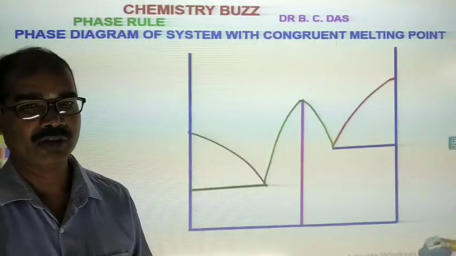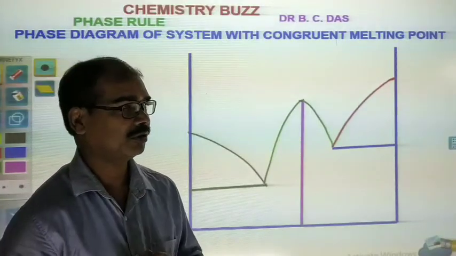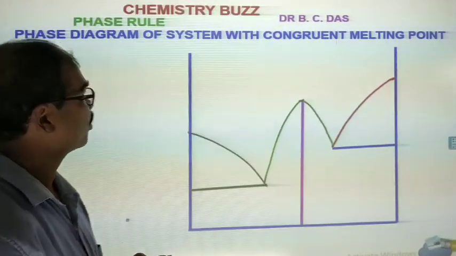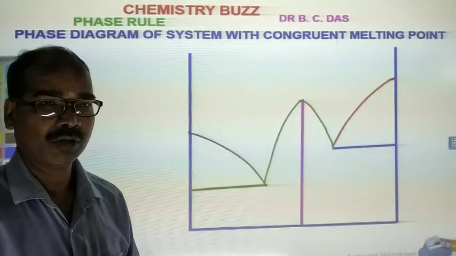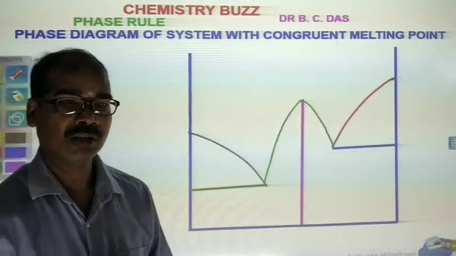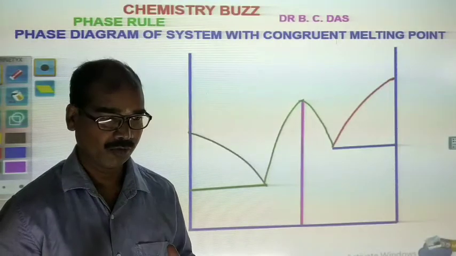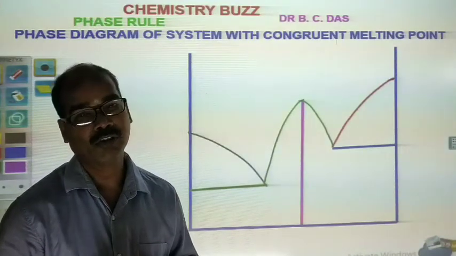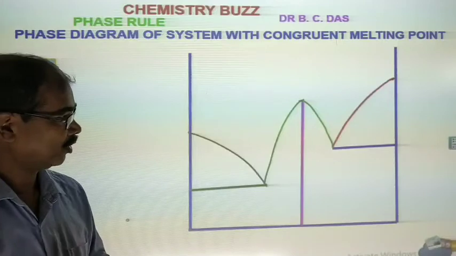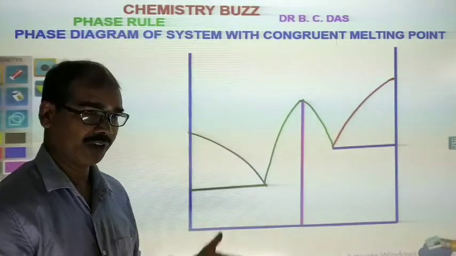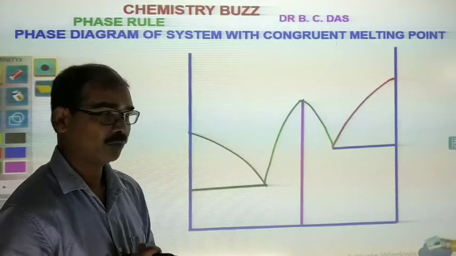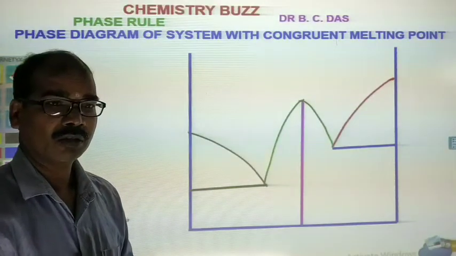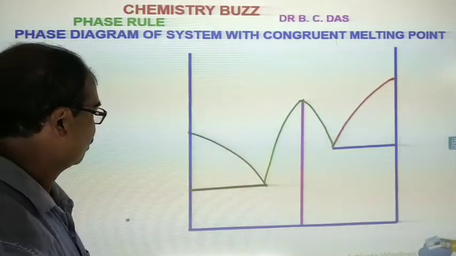Today I will discuss the phase diagram of a system with a congruent melting point. In the last video, I discussed elaborately how the compound is formed with a congruent melting point. So now we continue the discussion of the two-component condensed system.